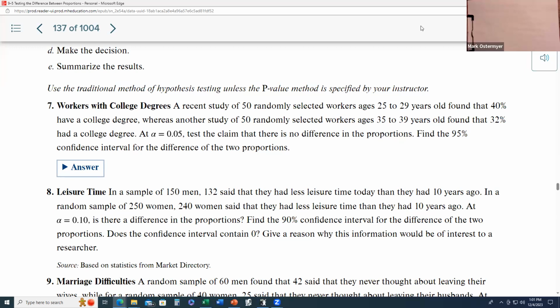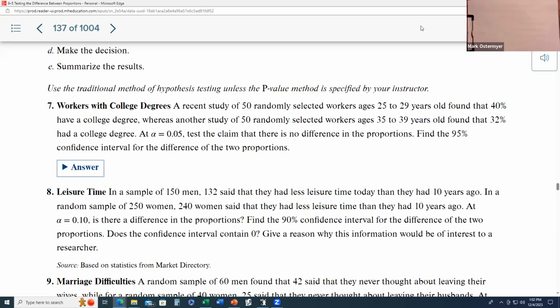Whereas another study of 50 randomly selected workers ages 35 to 39 years old found that 32% had college degrees. At the 5% level of significance, test the claim that there is no difference in the proportions of college degrees coming from these two different populations, which are two different age groups here, notice. And they also want you to find a 95% confidence interval for the difference of the two proportions.